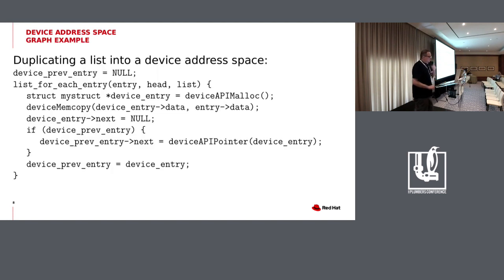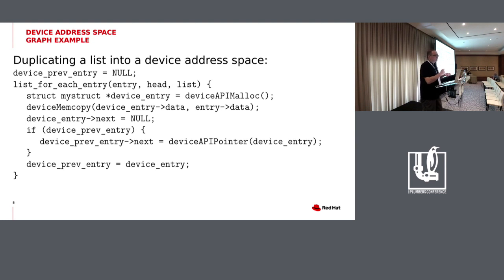I want to walk through an example with you, just a very simple example, of duplicating a list inside the device address space. Let's say you've got a list, and you first initialize the device pointer for duplicating the list inside the device list. You go list for each entry, going over all the entries inside your CPU list. For every entry, you device API malloc a new entry inside the device. Then you do device memcpy to copy the data from your CPU to your device memory address space.